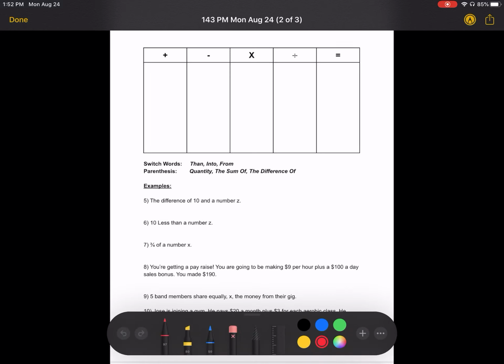Okay, then we have this next page. I want you to pause the video right here. And what I want you to do in this first section is write down as many words as you can think of for each of these symbols. So stop the video and write down as many words as you can for each one of these symbols.